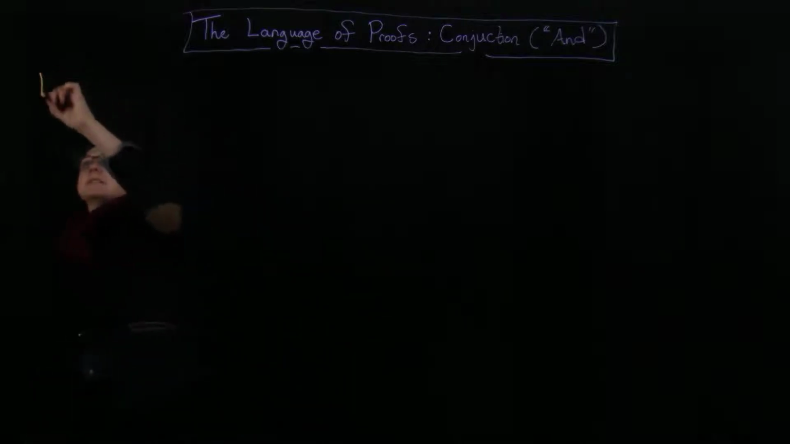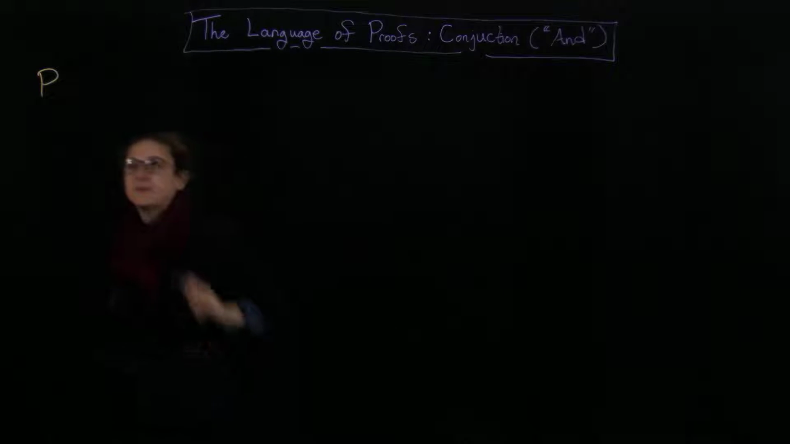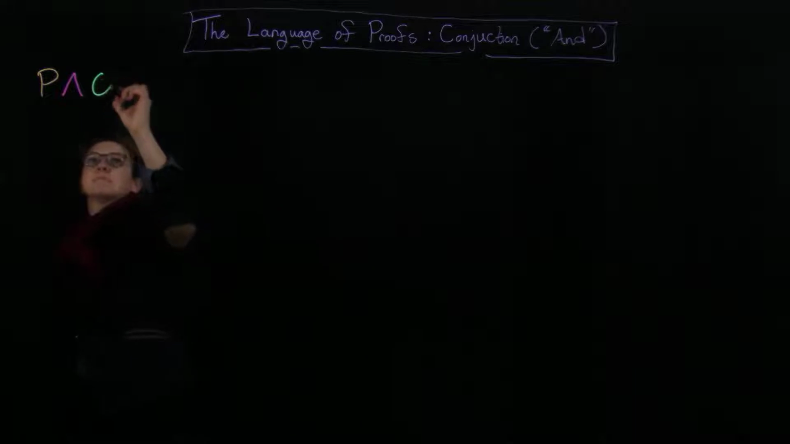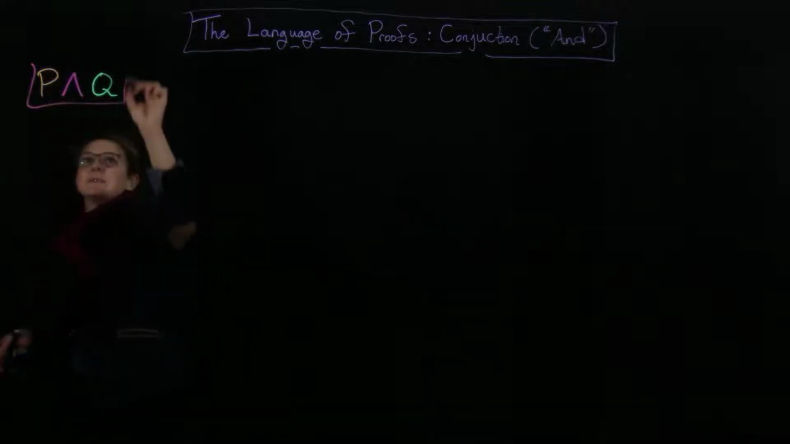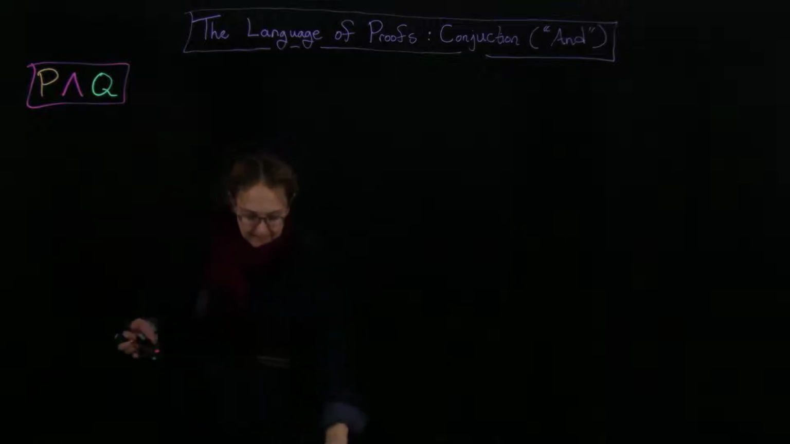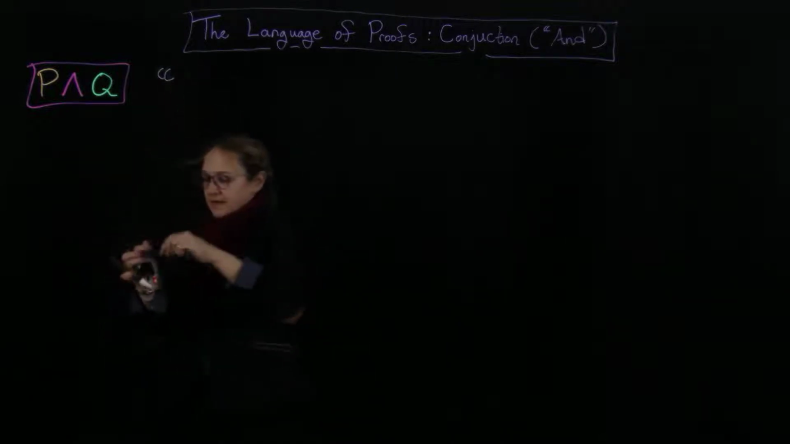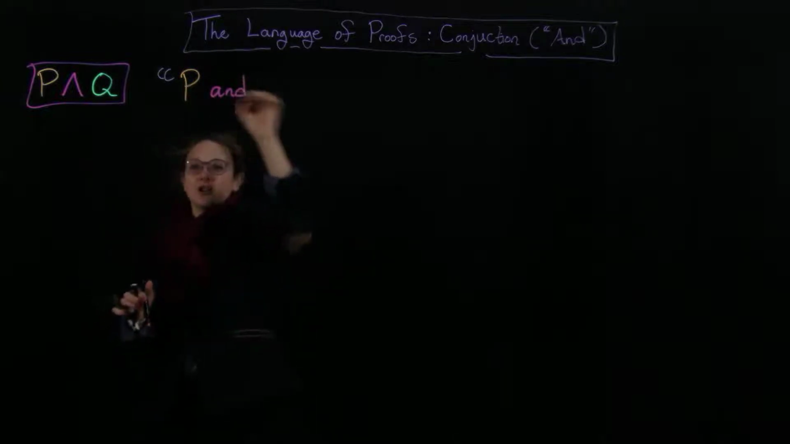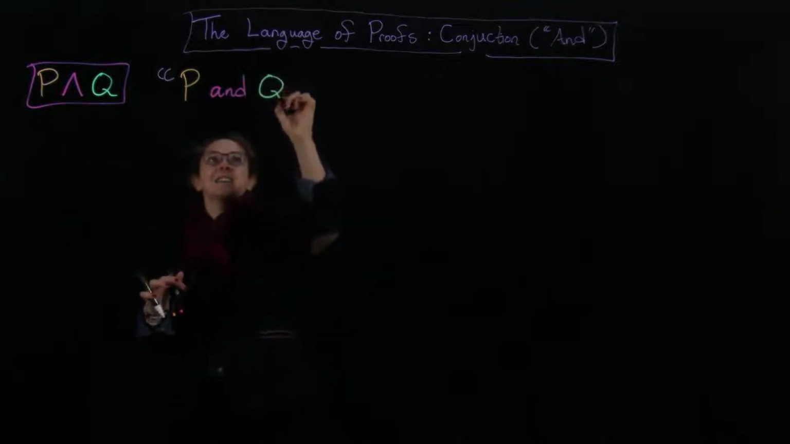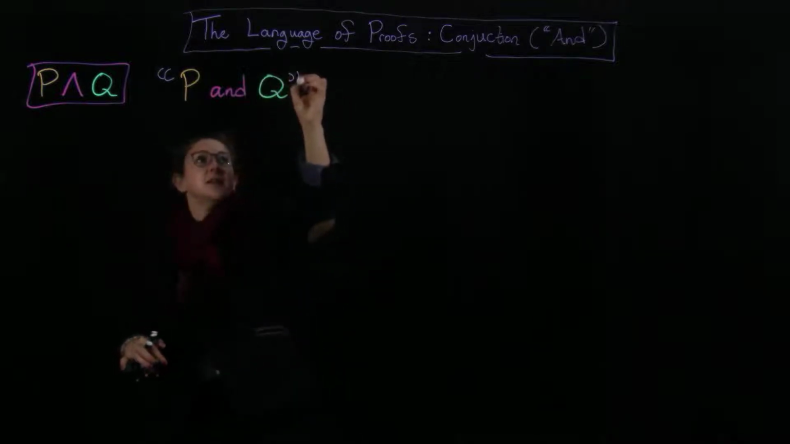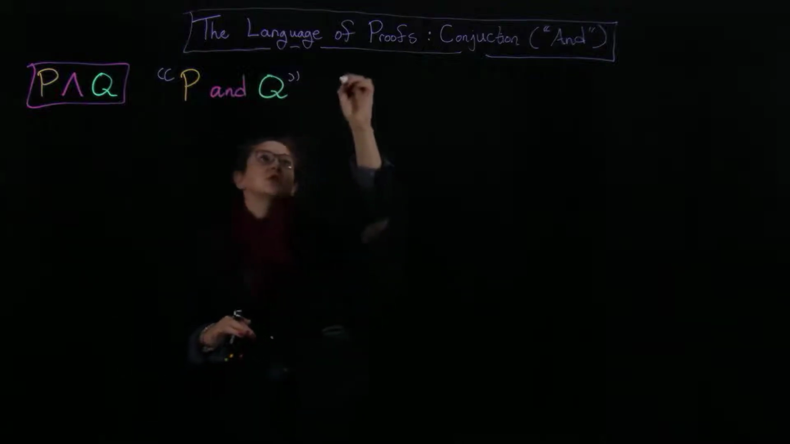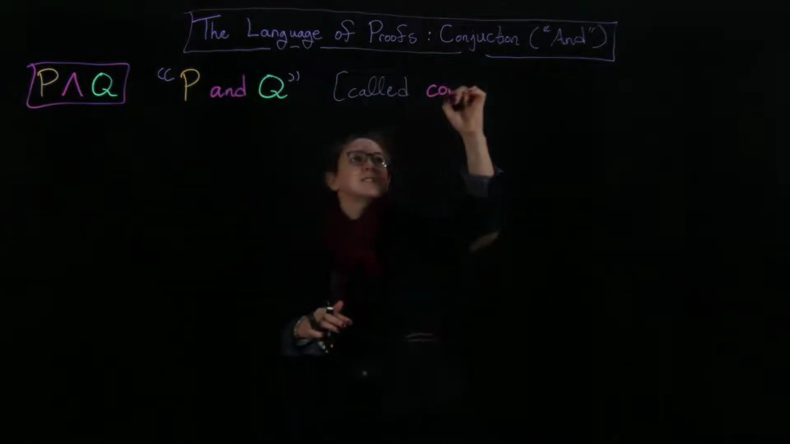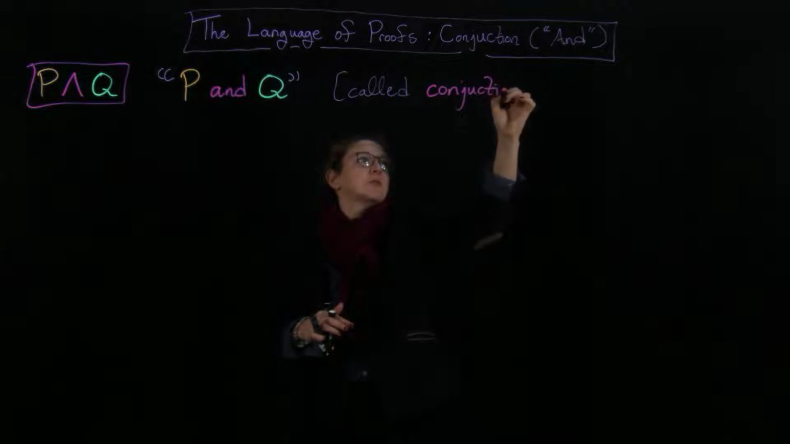How we write this is we have P, and then you can remember this is "and" because it looks like an A without the line across, and then Q. When we write this, what we mean is P and Q. So this is P and Q, and this is called conjunction. It's the logic-y formal term for it.